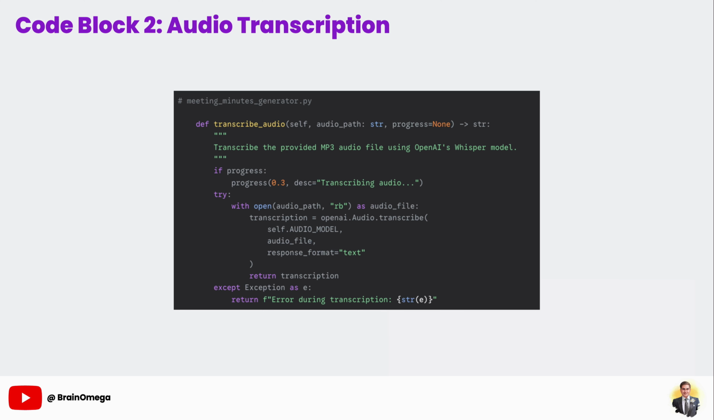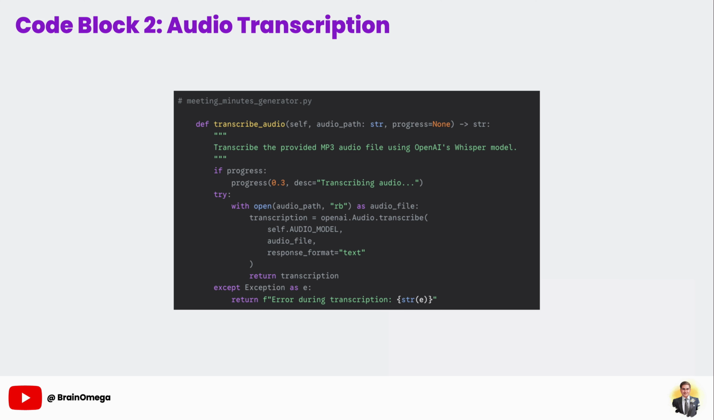Next up is the transcribe audio method. This function is straightforward but powerful. Its only job is to take the file path of our meeting recording and get it transcribed. We use a simple try except block for error handling. Inside the try block, we open the audio file in binary read mode.